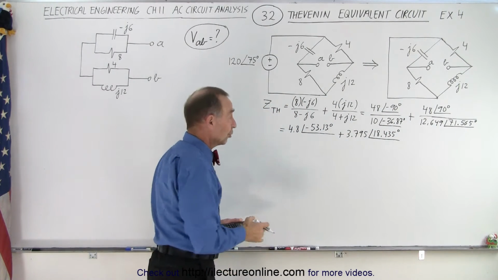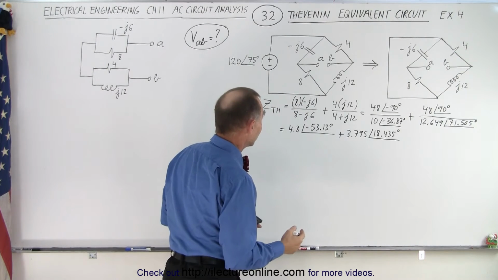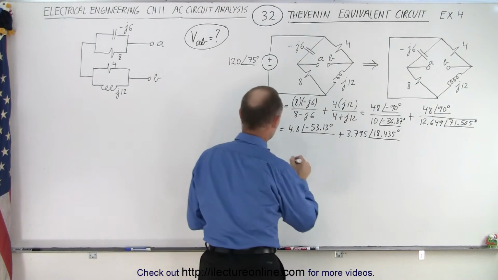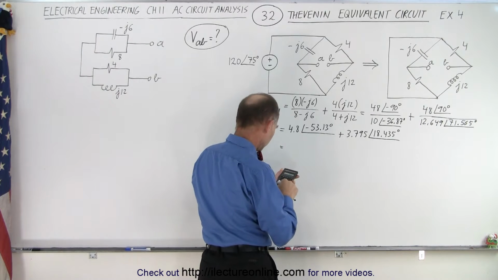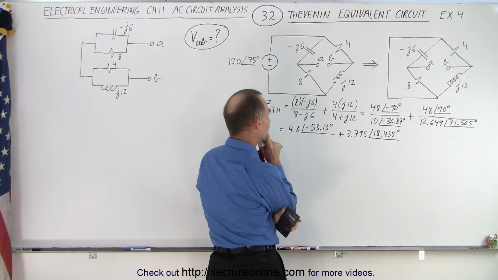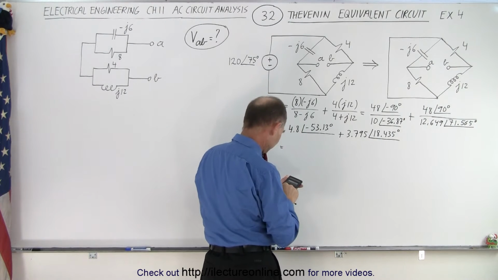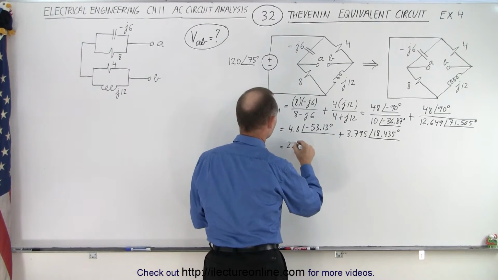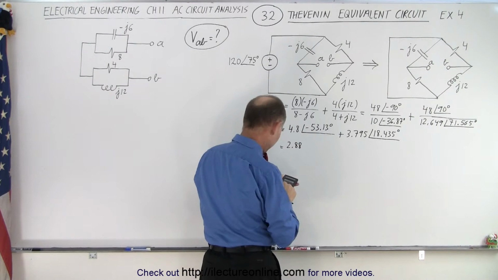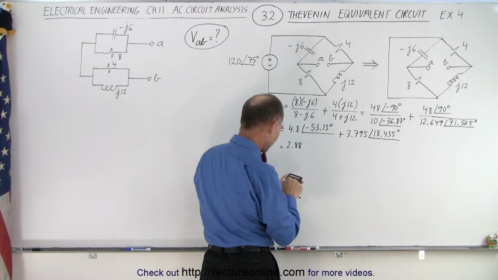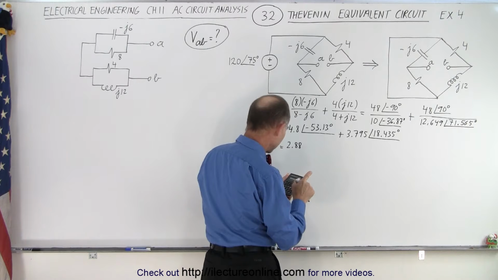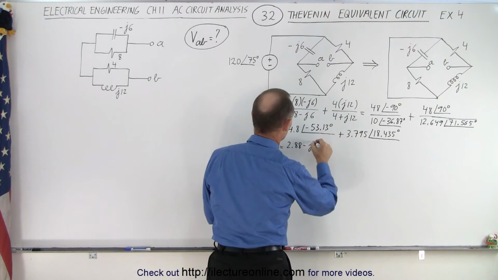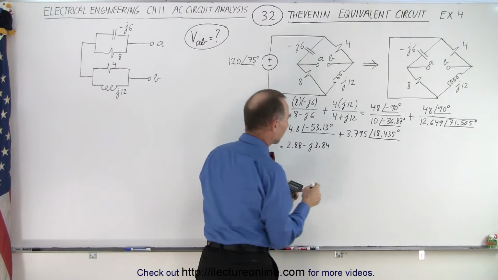Now we have to reconvert it to real and imaginary parts, so we're actually able to add these two together. We have a negative angle, okay? So we have 53.13, we take the cosine of that, times 4.8, that's 2.88. And then we have 53.13, take the sine of that, and multiply that times 4.8, so it would be minus j3.84.